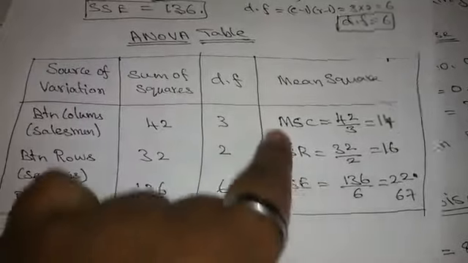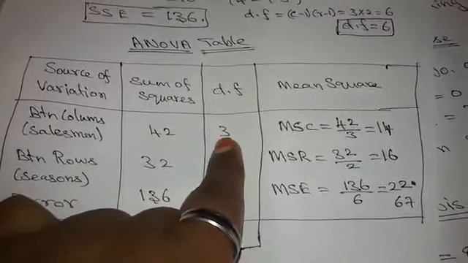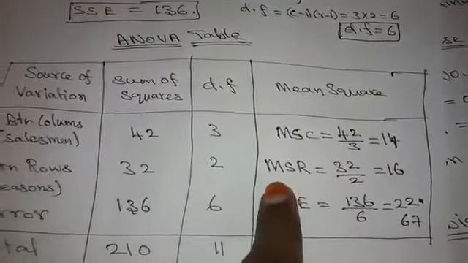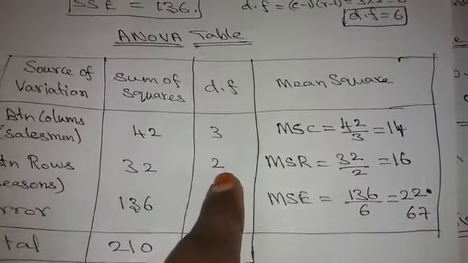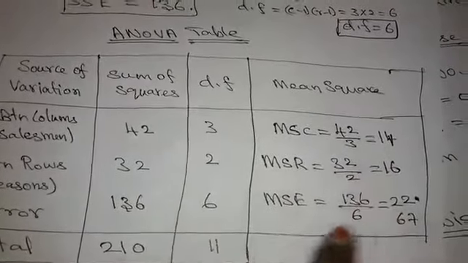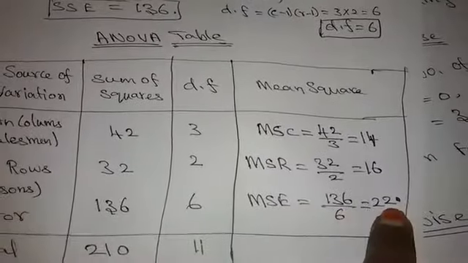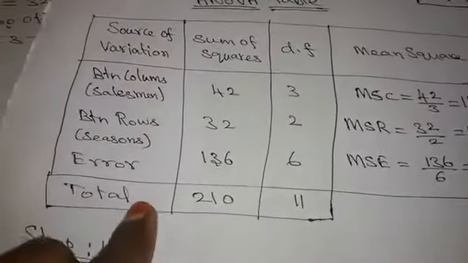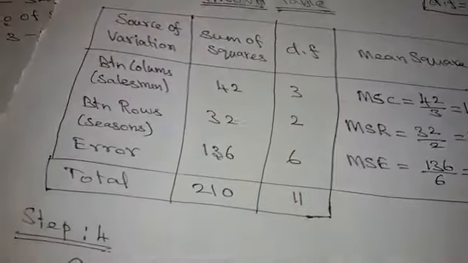square of error. MSC formula is SSC divided by degrees of freedom, 42 divided by 3. So having 14, and MSR is equal to SSR divided by degrees of freedom. So 32 divided by 2, 16. And MSE is again 136 divided by 6. So 22.67. Now the total values, sum of these three values is 210 and sum of these three degrees of freedom is 11.